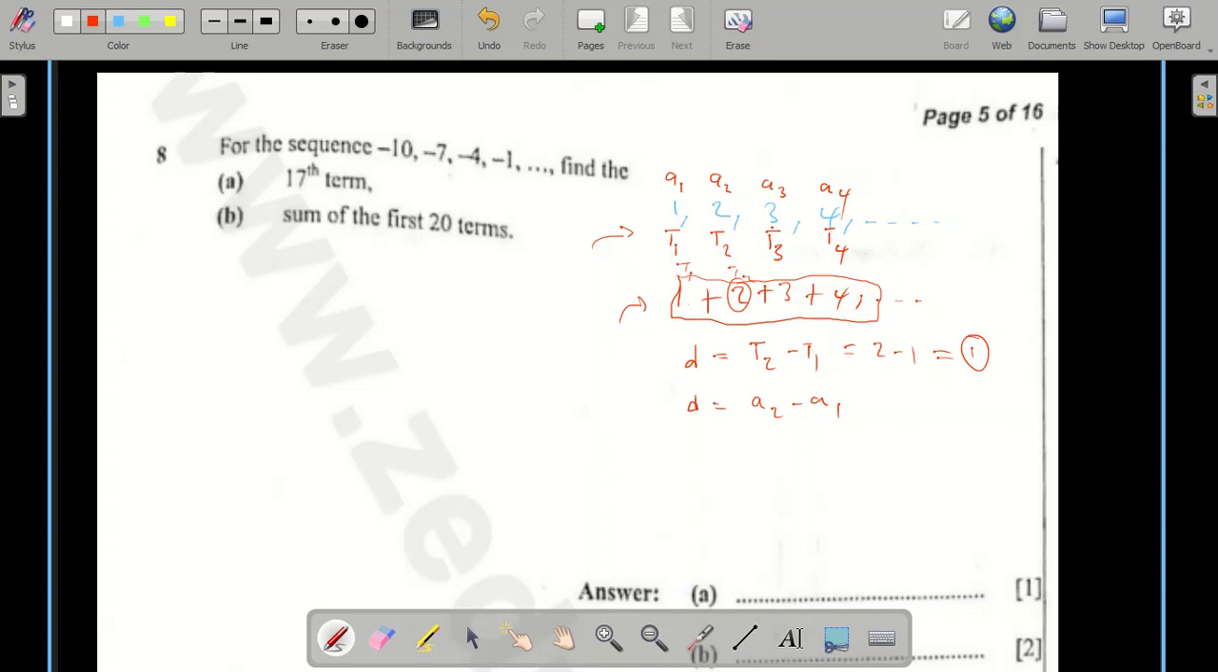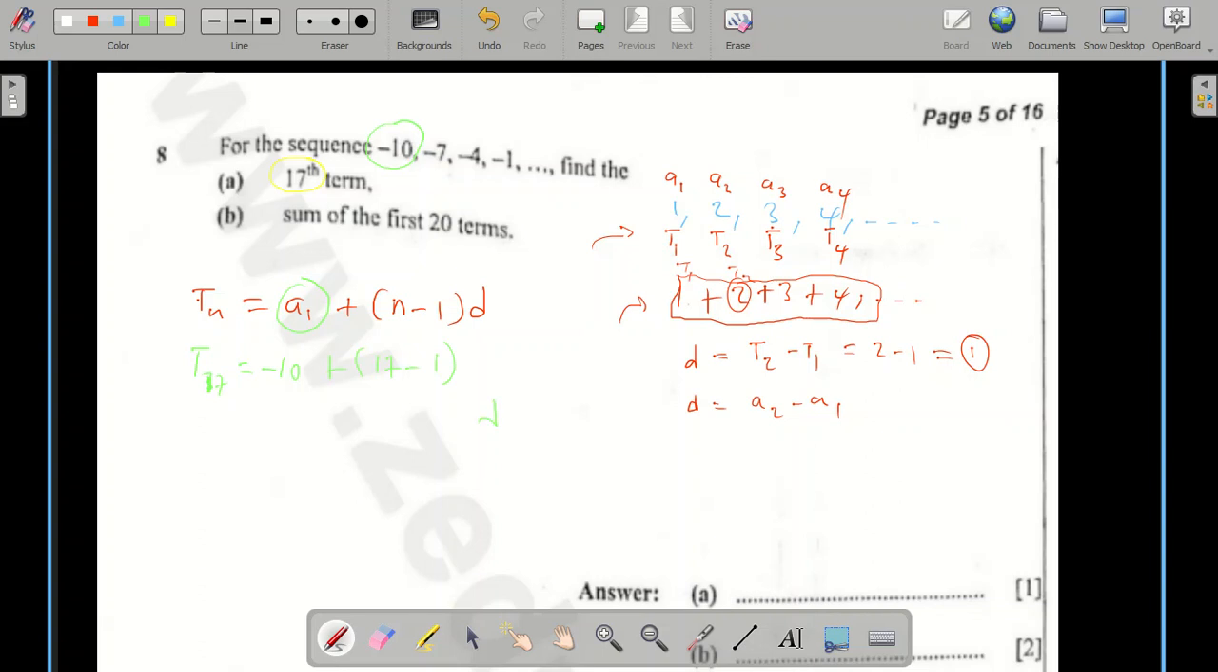This comes from the formula of the nth term, where Tn is equal to the first term plus n minus 1 multiplying the common difference. Since we are calculating for the 17th term, T17 is equal to, where there is A1, we put the first number we have been given, which is -10, plus, where there is n we put 17, so 17 minus 1 multiplying D.